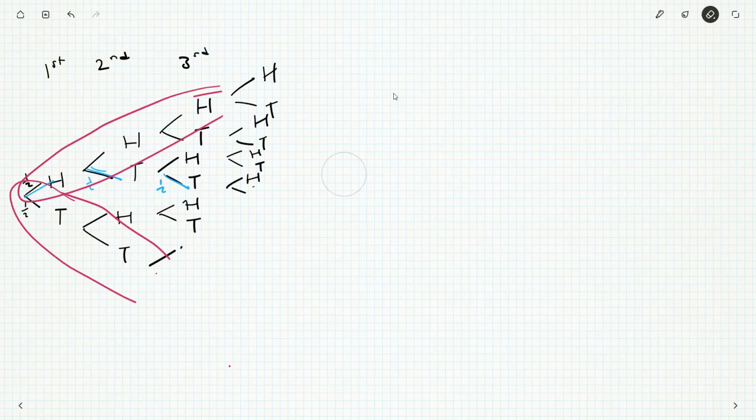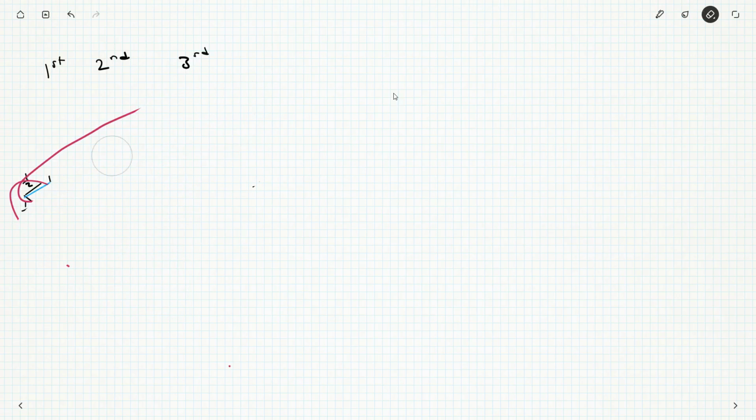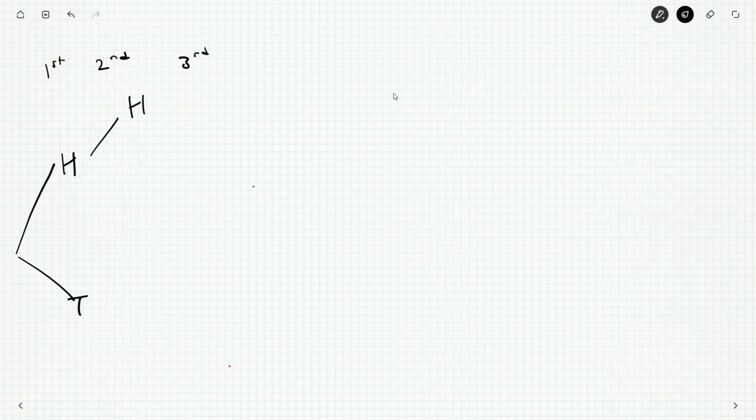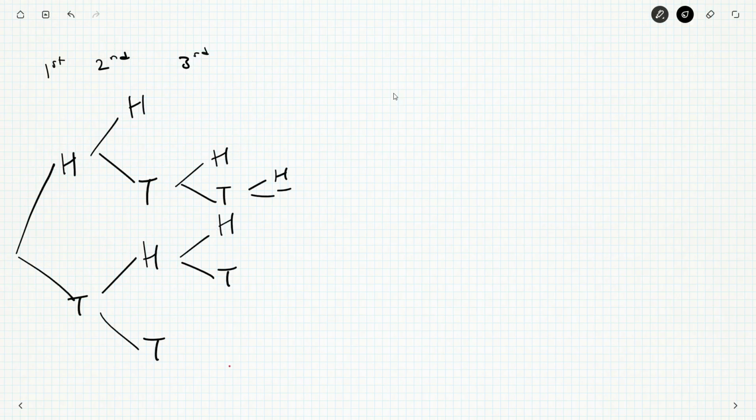Actually, I need to make it bigger. So we'll go heads, then down here to tails, heads, tails, heads, tails, heads, tails, heads, tails, heads, tails.